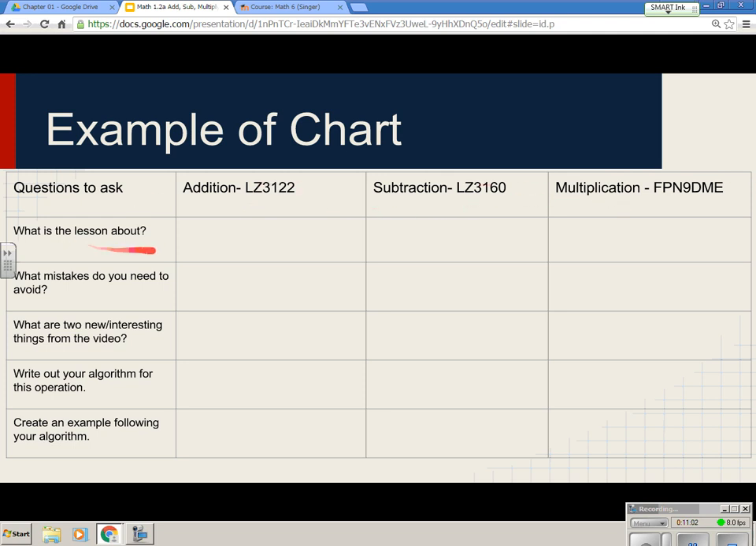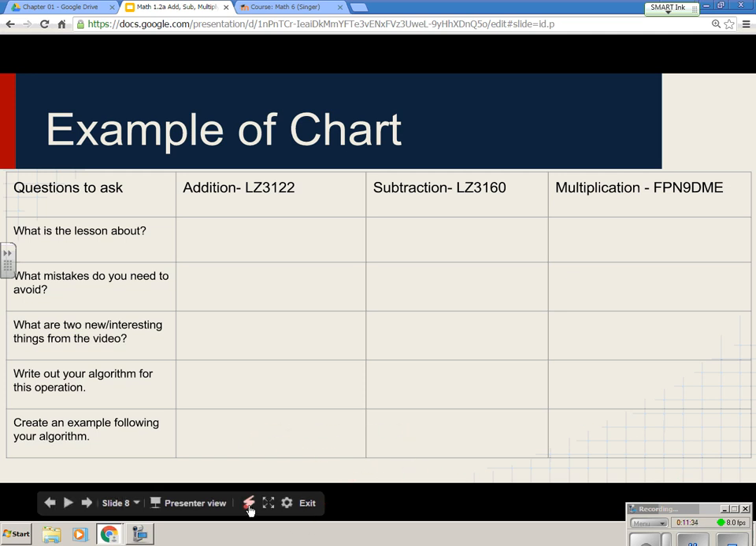In here you're going to tell me what the lesson is about. At the beginning they tell you a goal. Write down the goal. What mistakes do you need to avoid? Find what is usually a tricky mistake for these steps that people goof up. They do talk about it in each video. You have to come up with 2 new interesting things from the video that you found. And then they're going to give you the algorithm. I want you to put the algorithms here. And then they'll give you an example of using the algorithm. You'll put it here.